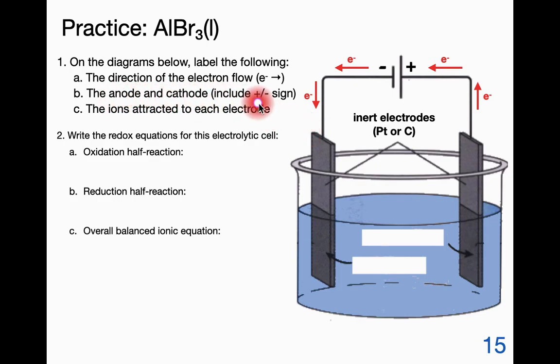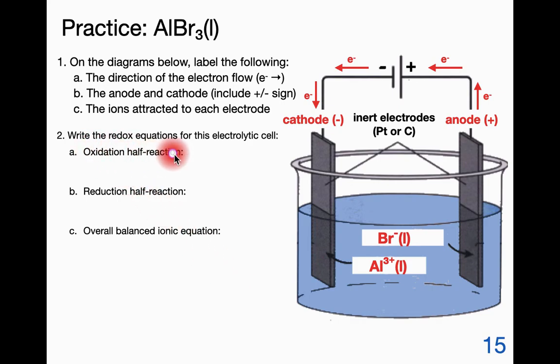The anode and the cathode, including their signs. Remember that the positive post of an electrolytic cell is the anode, and the negative is the cathode. The ions attracted to each electrode. Well, what is the source of the electrons in our electrolyte? It would be the bromide ions. So the bromide ions are going to be attracted to the positive post, they're negatively charged, and the aluminum ions, positively charged, will be attracted to the negative post. So here you're going to have oxidation taking place, and over here you're going to have reduction taking place.